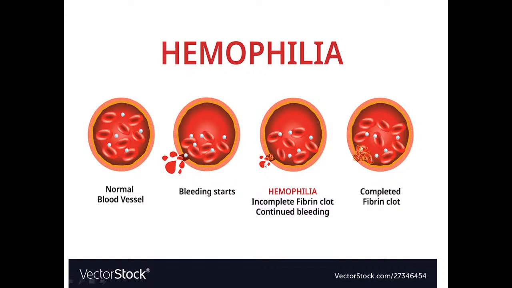If your patient has hemophilia, inside the vessels there is no development of clotting, and we have continuing bleeding. But normally, we have a completed fibrin clot in here, and this completed fibrin clot closes the injury of the vessel wall, and we have the stop of bleeding.